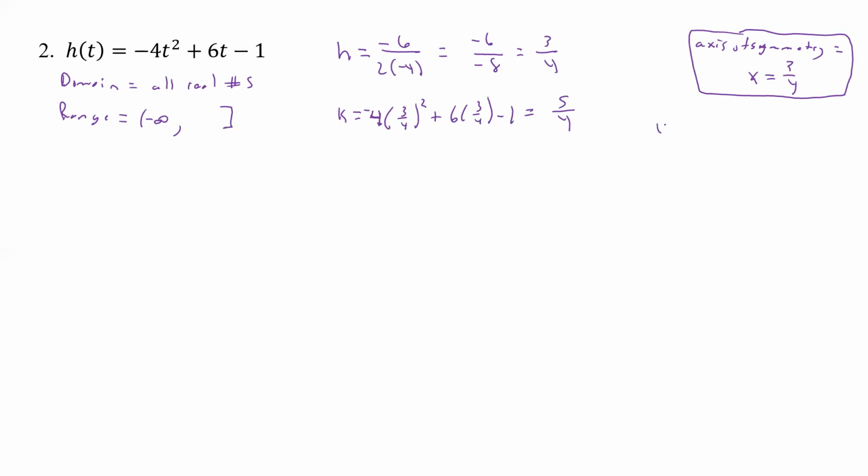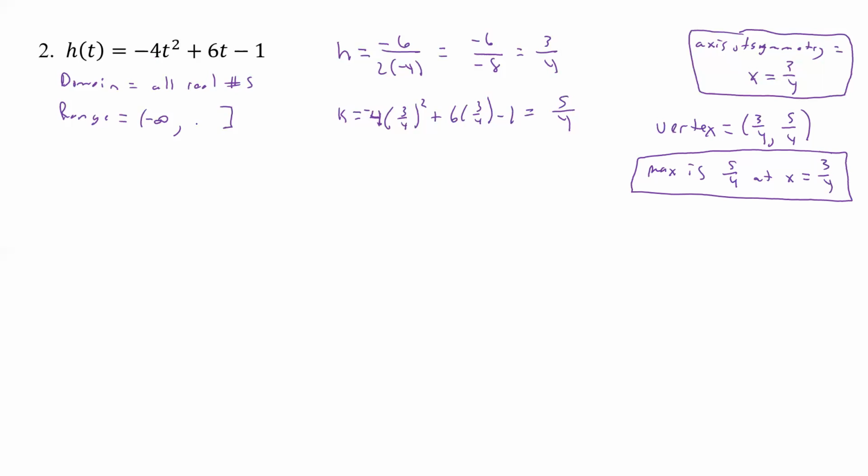And so our vertex is equal to 3/4, 5/4. Okay, again, we don't need that, but this will then tell us what our max is, because we know it's a max. So our max is 5/4 at x equals 3/4. So that gives us this, and then we have our 5/4 here, which gives us that. So we have our domain and range. So domain and range, our max, our axis of symmetry.